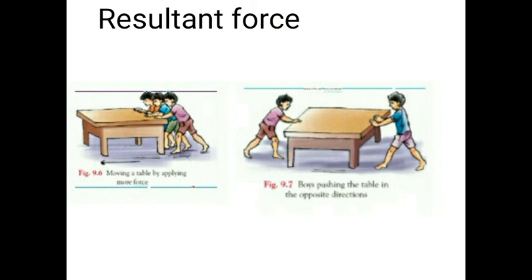The total force applied over that table by these two boys is the difference between them. Difference means they subtract. Suppose force F1 is applied by one boy and force F2 is applied by the second boy. At that time, in case of opposite directions, the resultant force will be F1 minus F2.